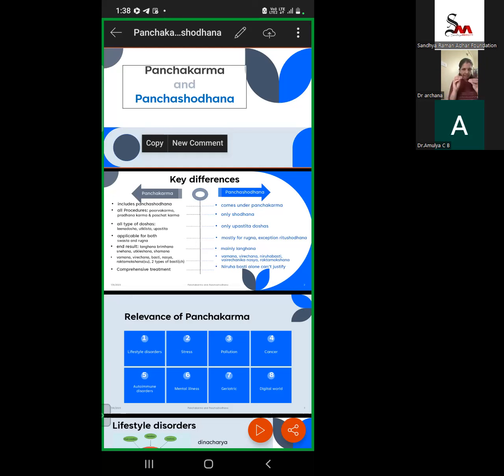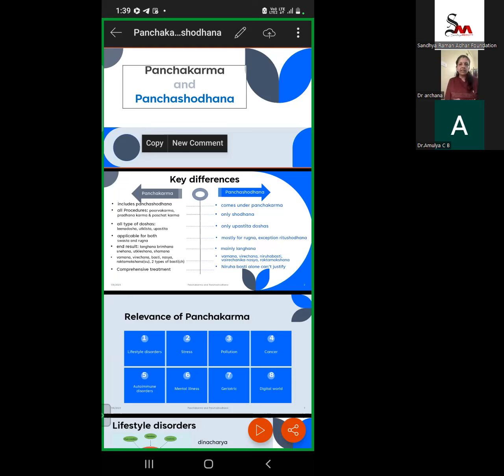So the basic difference is that Panchakarma is the word coined by Acharya Charaka, and Panchashodhana is the word coined by Acharya Vagbhata. Now what are these five karmas, or these five shodhanas? We will know it one by one. When Vagbhata says Panchashodhana, he is very clear about what they are. When the doshas are in the koshta, ready to come outside, we give shodhana. But Panchakarma is not the same. Panchakarma includes Panchashodhana.